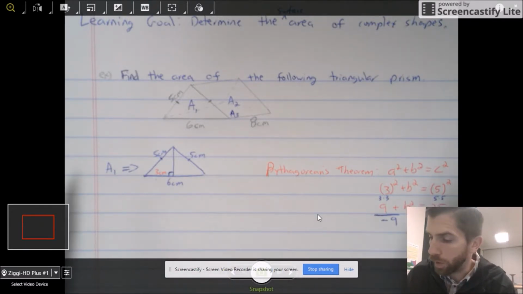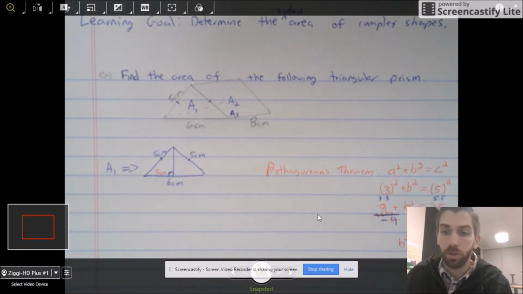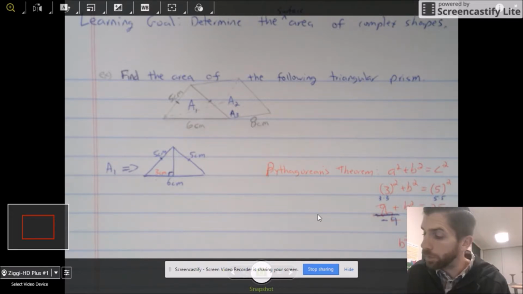You don't have to put this line here. Okay, so 9 minus 9 is 0. Those cancel each other out. 25 minus 9 is 16. So I end up with B squared equals 16. Yeah, B squared equals 16.